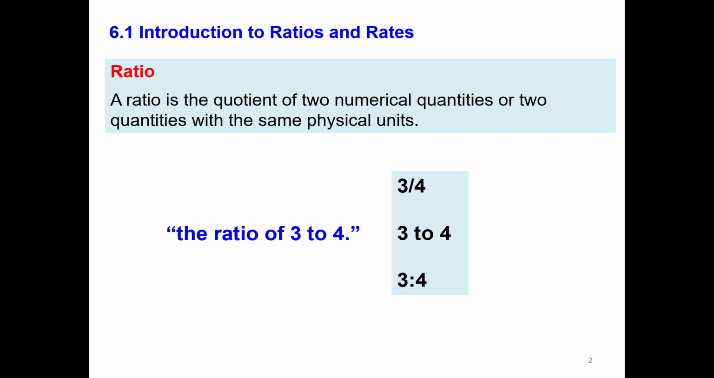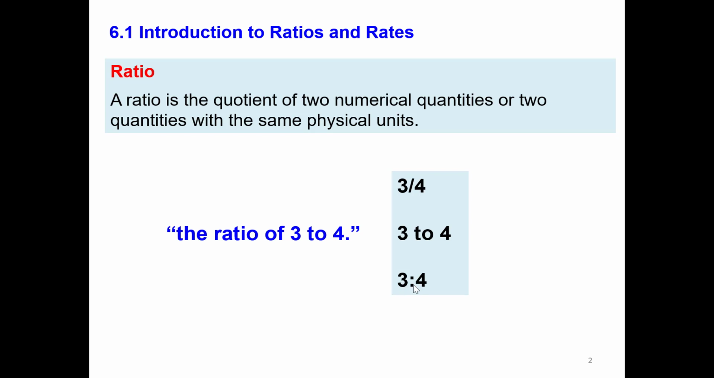The ratio is the quotient of two numerical quantities, or two quantities with the same physical unit. Then the ratio can be the ratio of 3 to 4. Yes, we can express the ratio of 3 to 4 just between two numbers. And in this case we can write 3 over 4. We can write it as a fraction. Using words, 3 to 4, or 3 and these two dots 4, means also the ratio of 3 to 4.